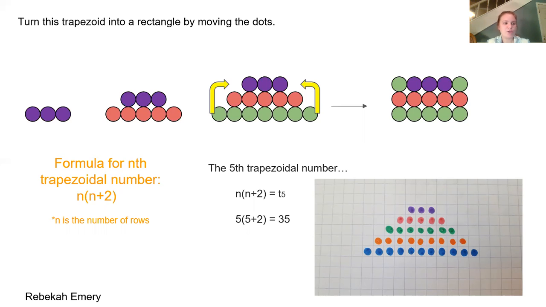Now let's try to solve for the fifth one, the fifth trapezoidal number. We're using the same formula, n times n plus 2. Substitute the n with the 5, and you have 5 times 5 plus 2, which is 35. If you take the time to count the dots in the trapezoid, you will find that there are 35 dots in the fifth trapezoidal number. Using this formula, you can find the trapezoidal number for any number in the sequence.